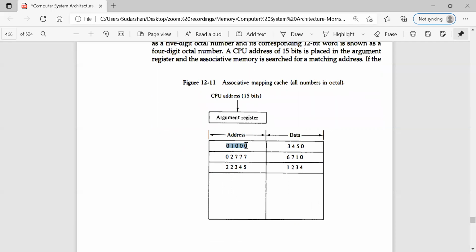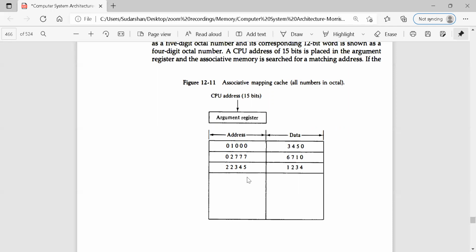Therefore, 01000 represents an octal address. And 0 to 777 also represents an octal number. 2, 3, 4, 5 also represent octal digits, not decimal digits. What is the equivalent of 2? 010. What is the equivalent of 5? 101. What is the equivalent of 4? 100. Therefore, when you expand these 5 octal digits into binary, each octal digit gives rise to 3 binary digits. In total, 5 into 3 becomes 15 digits. So that's the basic idea.